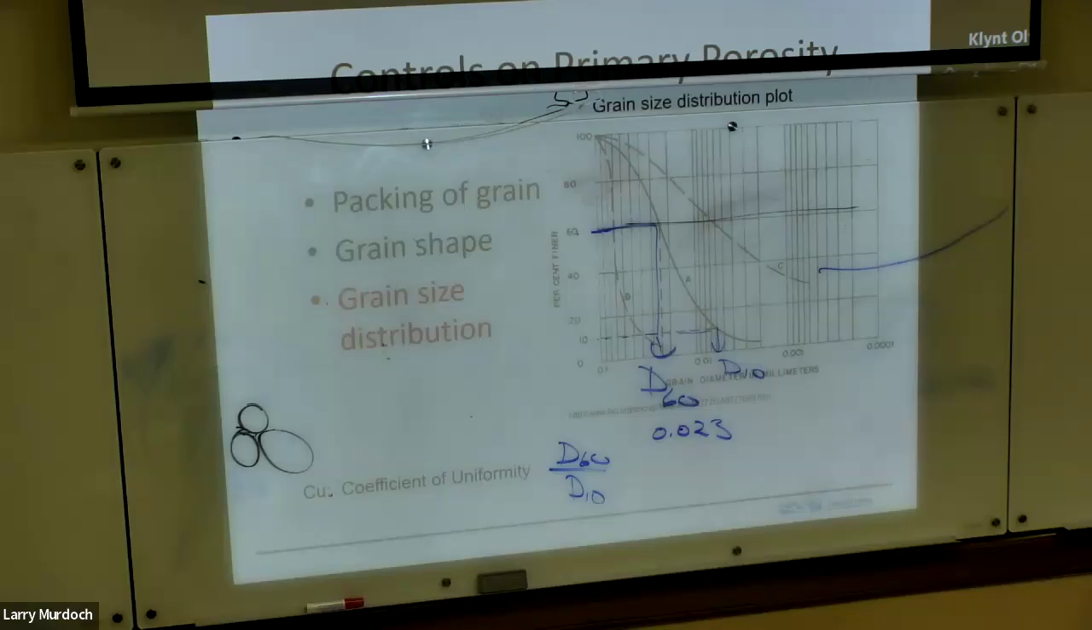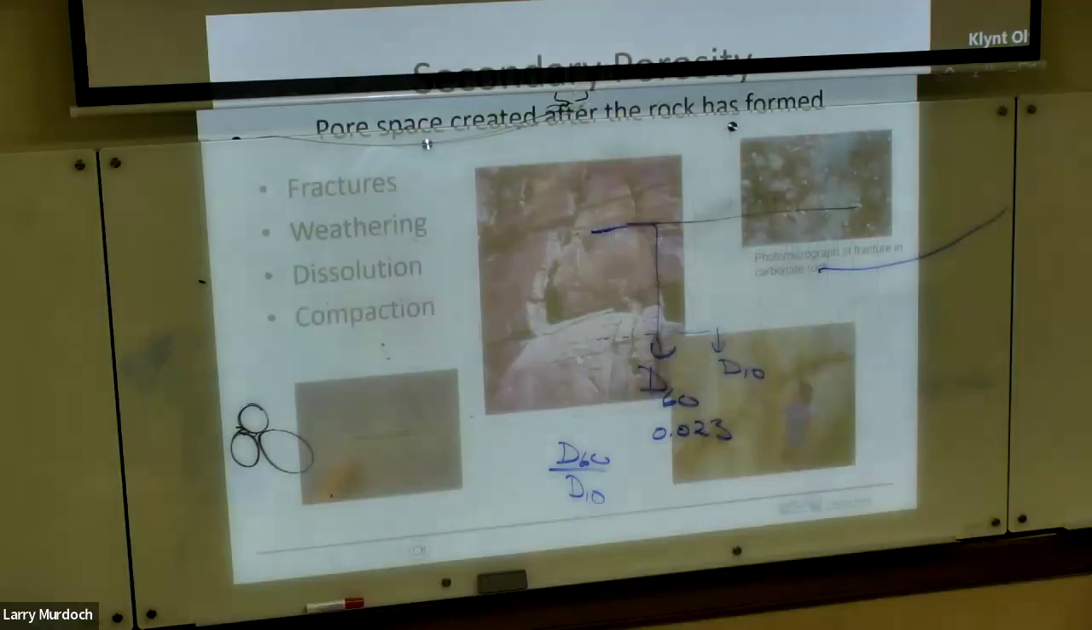And then we can use that to estimate the effect that the sorting would have on porosity. As the degree of sorting decreases, then the porosity will also decrease. So the porosity that we find in the field is related to the primary porosity, the porosity that was formed when the rock was formed. But there are also processes that cause the porosity to change with time after the rock has formed.